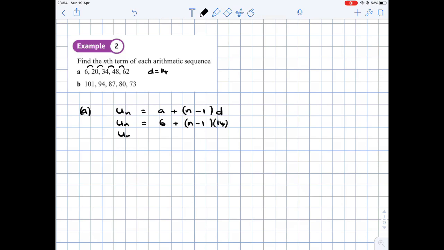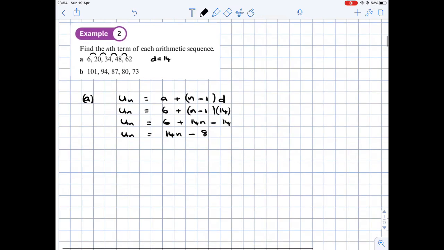At this point, you would be expected to tidy this up. So 6 plus 14n minus 14. So we're left with 14n minus 8. Doing the second one, we can see that a is equal to 101. This time we're subtracting, and hopefully you can see we're subtracting 7, so the common difference is negative 7.